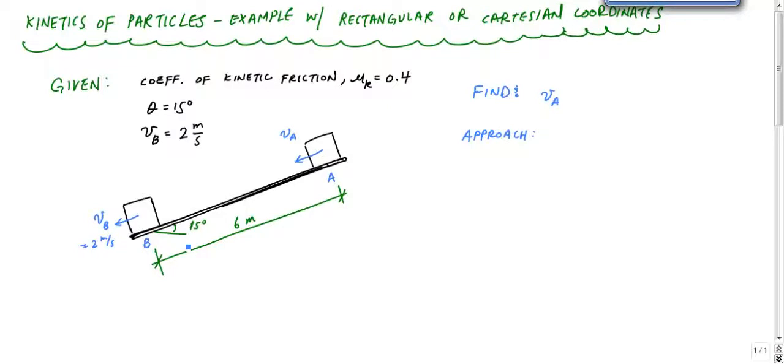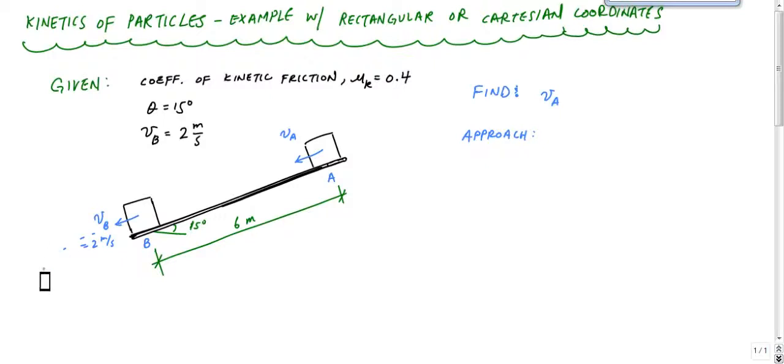What we know is that the coefficient of kinetic friction when the boxes are on this ramp is mu k equal to 0.4. The angle of this ramp is 15 degrees. And the velocity when it leaves the ramp is 2 meters per second. You can envision maybe a projectile motion problem where it falls into a bin or something in some sort of manufacturing plant or industrial plant, right?